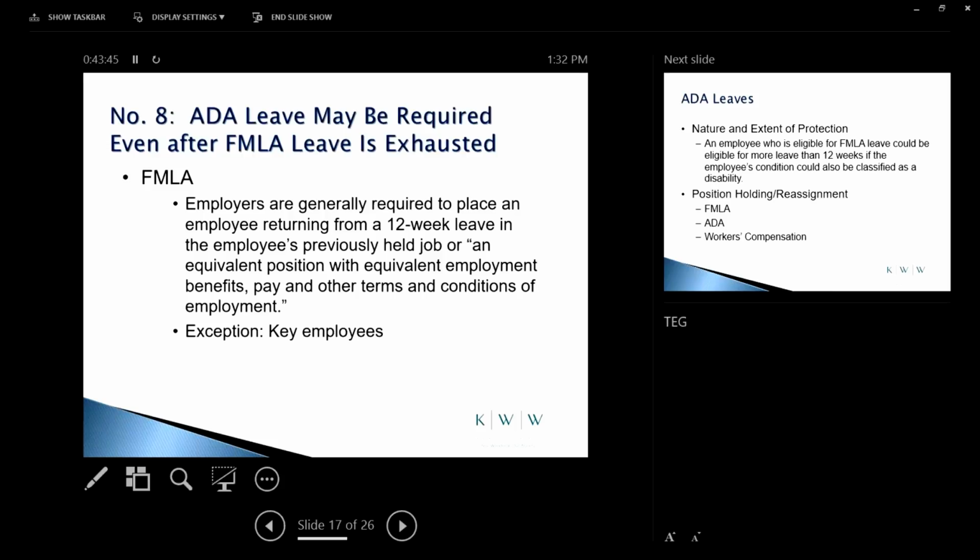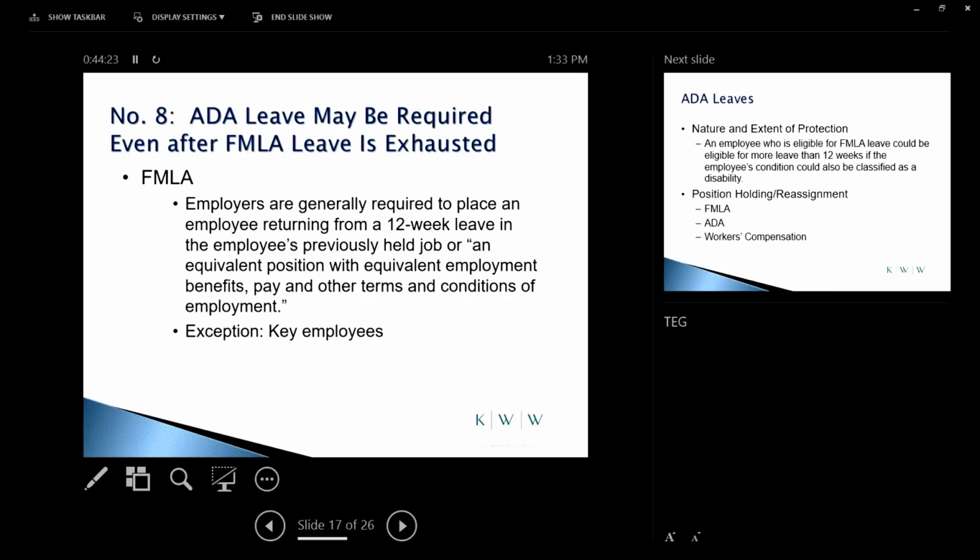Okay, best practice number 8. And it's pretty obvious, but yet overlooked often enough. So the employee comes to the end of their FMLA leave. They've used all 12 weeks and they're not ready to come back to work. And the employer says, well, we're done with that. No more job protection, no more employment, have a good life. To which I say, not quite so fast, because you might still have to accommodate that employee under the ADA. And might is an important word there.